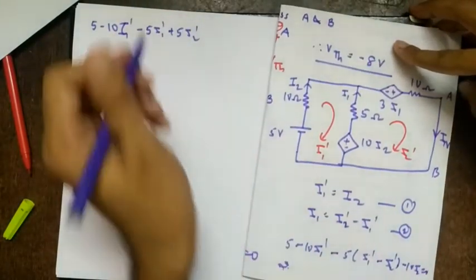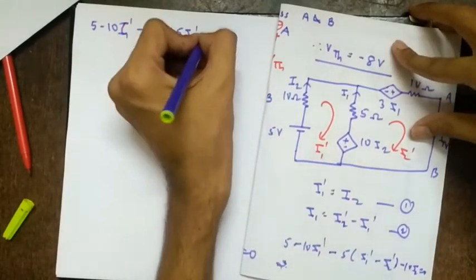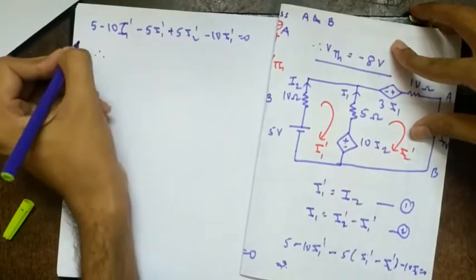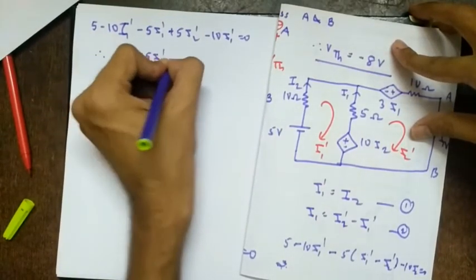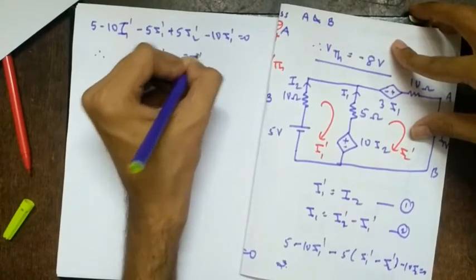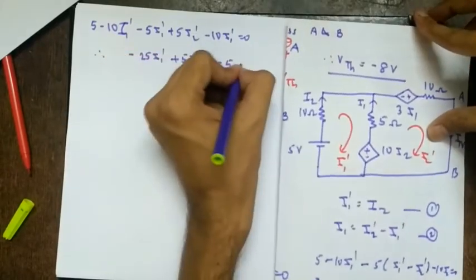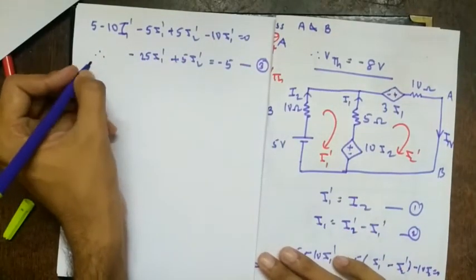So it is a different variable, so I'll write I2 in terms of I1 prime. So minus 10 I1 prime equal to 0. So after solving this I get minus 25 I1 prime plus 5 I2 prime equal to minus 5. So this is equation number 3, right?